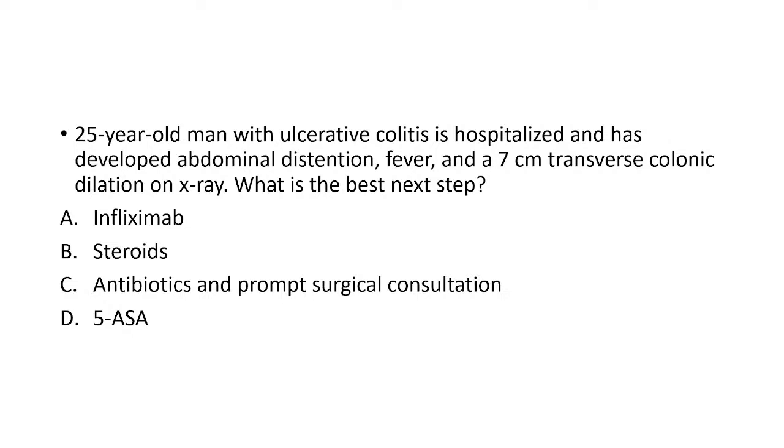A 25-year-old man with ulcerative colitis is hospitalized and has developed abdominal distension, fever, and a 7 centimeter transverse colonic dilatation on X-ray. Which is the next best step? Infliximab, steroids, antibiotics, and prompt surgical consultation. He has ulcerative colitis. He is having abdominal distension, fever, and you can see a dilatation of the transverse colon of 7 centimeters. What will you do?